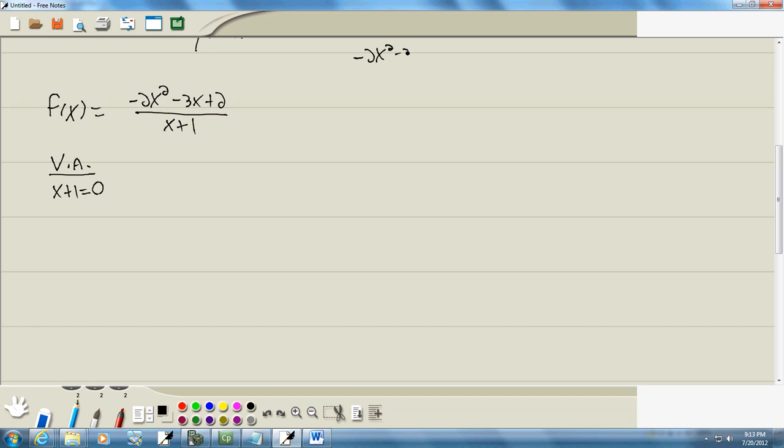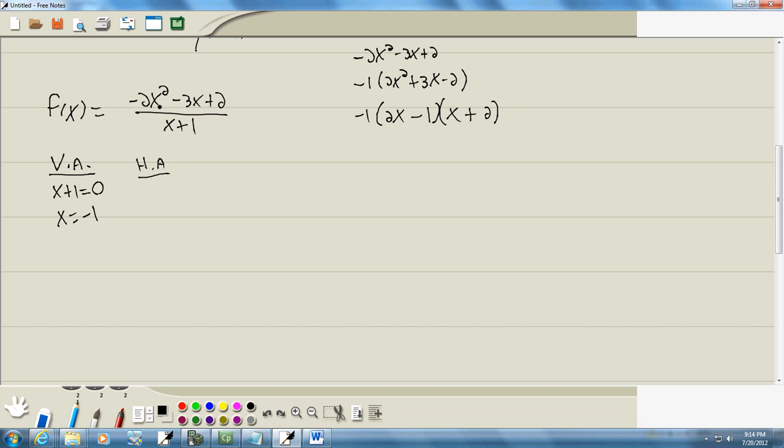Let me see. Negative 2x squared minus 3x plus 2. I'll factor a negative 1 out, and that gives us 2x squared plus 3x minus 2. 2x times x, 2 plus minus 1, 2x squared, 4x, 3x. Oh, it does factor. But it won't cancel with the bottom part. But you would cancel if possible before you set your denominator equal to 0. So our vertical asymptote is x equals negative 1.